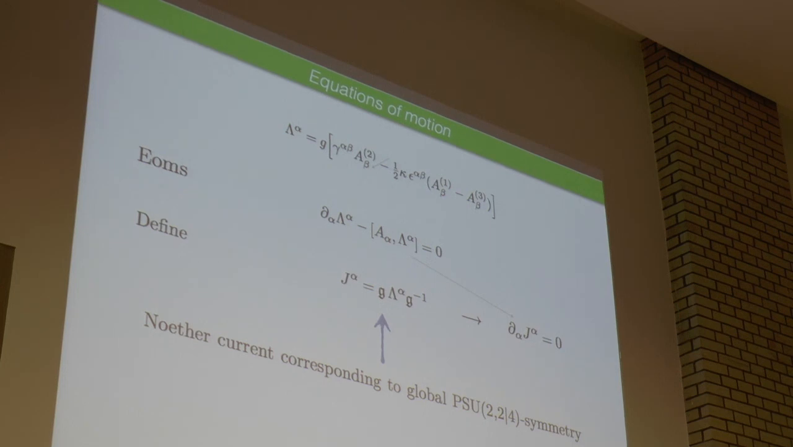And this conserved current is nothing else but a Noether current from the point of view of two-dimensional quantum field theory, or classical field theory if you wish. This Noether current is the one which corresponds to the global PSU(2,2|4) symmetry. So we have a two-dimensional theory now, a theory on the world sheet. It has PSU(2,2|4) global symmetry, and therefore there should be a conserved Noether current. And this one is there. This is J alpha. And its conservation is due to equations of motion. Okay, I think at this point I probably stop.